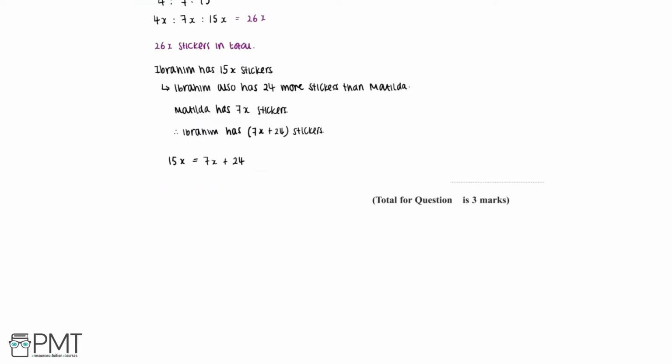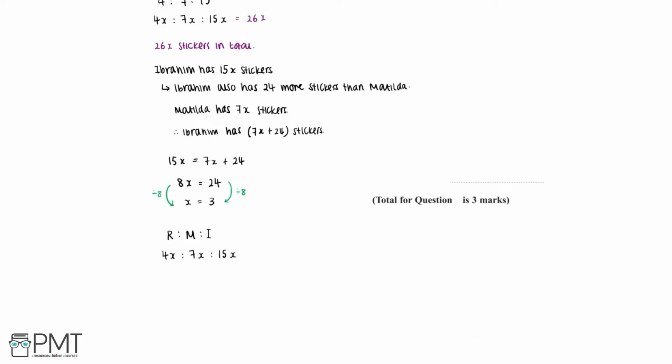We can take 7x away from both sides, leaving us with 8x is equal to 24. Now to find the value of x, we can divide both sides by 8. 8x divided by 8 is equal to x, and 24 divided by 8 is 3, and so we've found that the value of x is equal to 3.